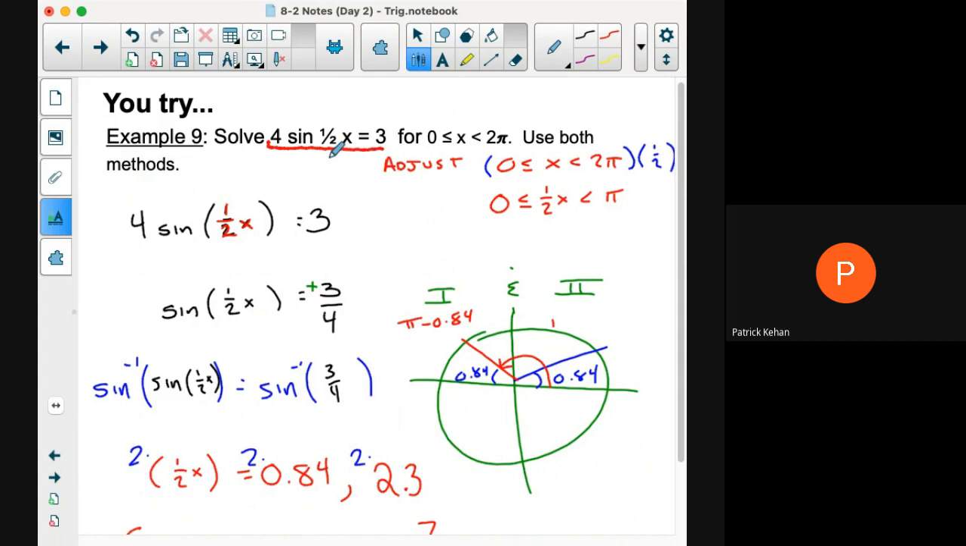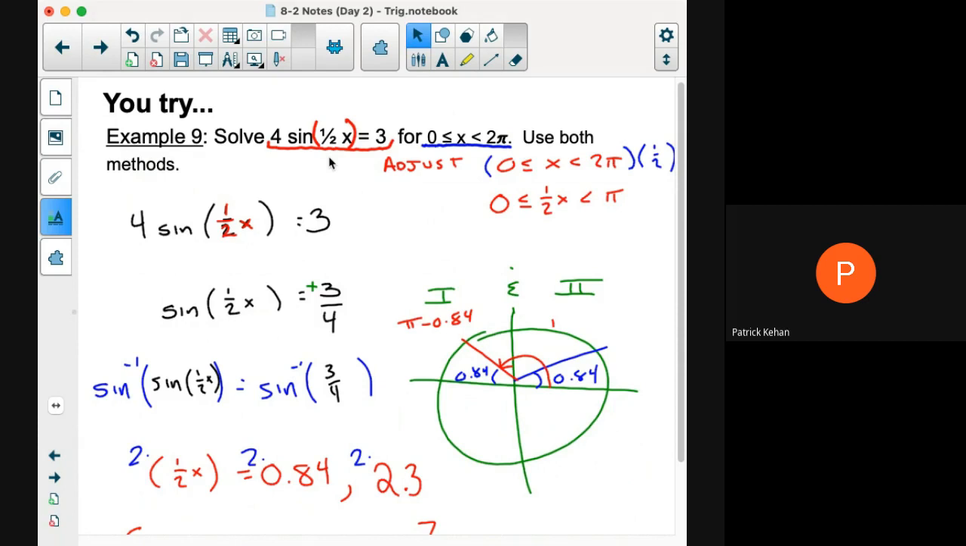4 sine 1/2 x equals 3. Noticing right now that the angular frequency here is 1/2, that means we need to adjust this original interval, right? Before I even get started, I want to know what's the original interval, which is right here from 0 to 2 pi. That means we're in radians, and it does not say to approximate, but we have to approximate in this case, so that's what we're going to do.